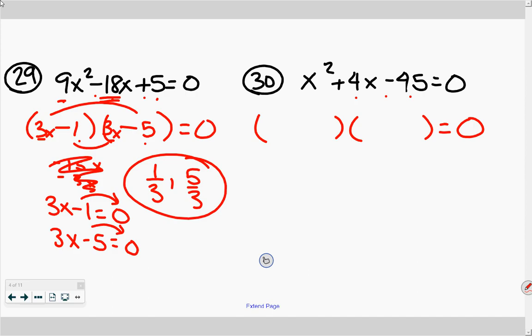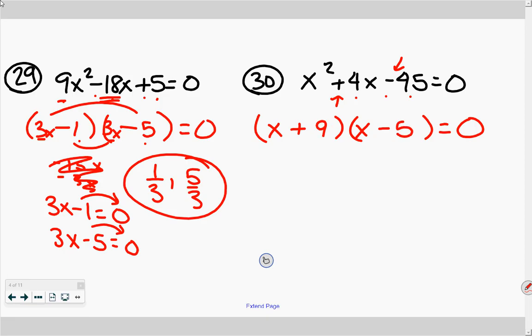Okay, so when it ends in a negative, it means the signs are different. So one's a plus, one's a minus. I split up my x's, and then 9 and 5, they're different numbers and different signs. So you always take the larger number and put it behind whatever the sign of your second term is. Okay, so that means the 9 is going to go here and the 5 is going to go here.